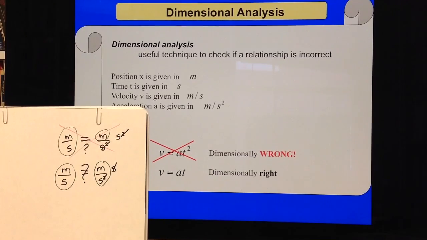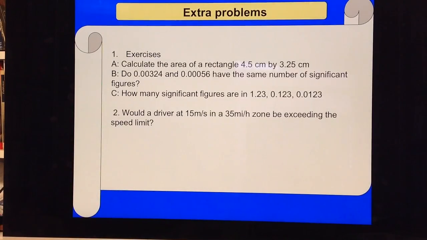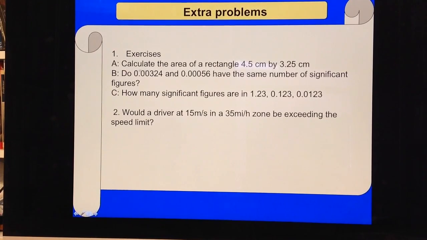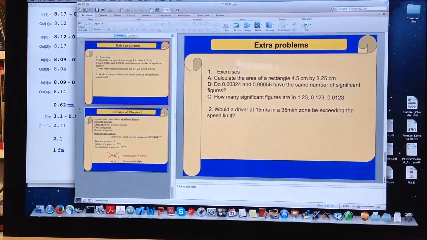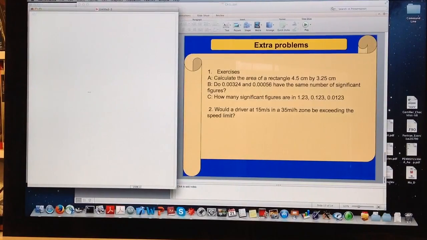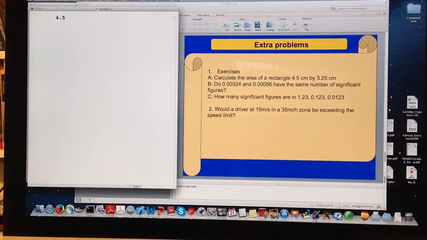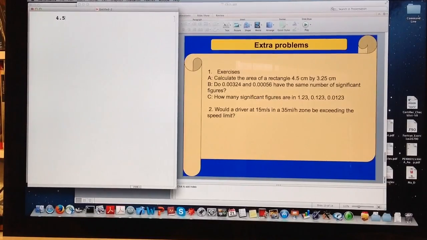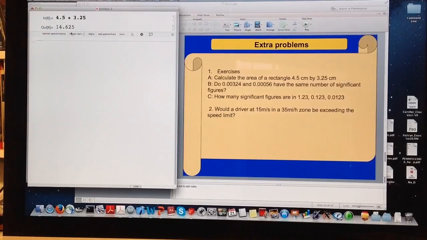Let's do some more problems just to finish this chapter. Okay, so here the problem is to calculate the area of a rectangle that is 4.5 centimeters, and so this is the length, and the width is 3.25. Okay, so let's multiply that to get the area. And this is the number that my calculator is going to give.